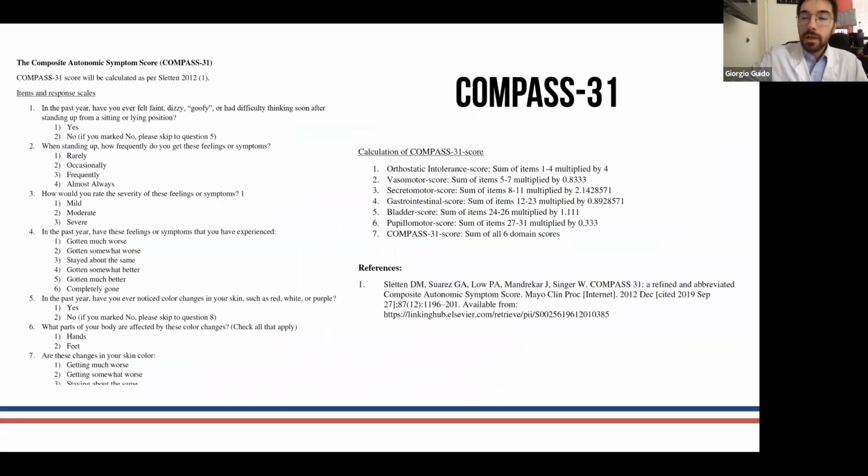So how can we assess clinically for dysautonomia? There are some tools that try to help clinicians assess symptoms of dysautonomia, and the most used is the COMPASS 31.